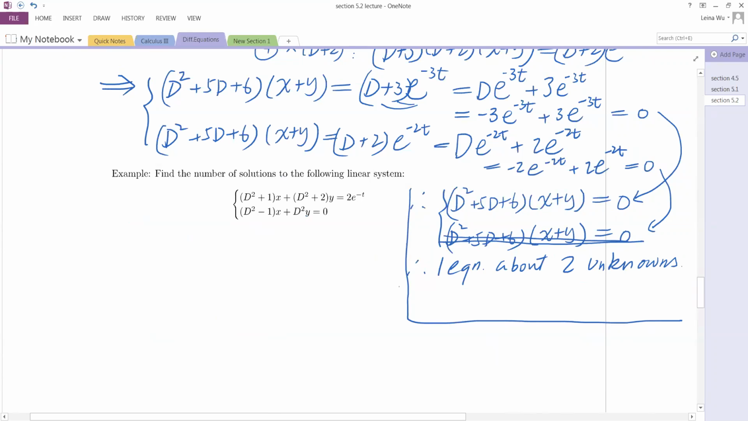How many solutions can we get? Infinitely many. So we should have infinitely many solutions of x and y. Because theoretically, you should have two different equations about two unknowns. Right now, we only come up with one equation about these two unknowns. Therefore, there should be infinitely many solutions that can satisfy this condition.